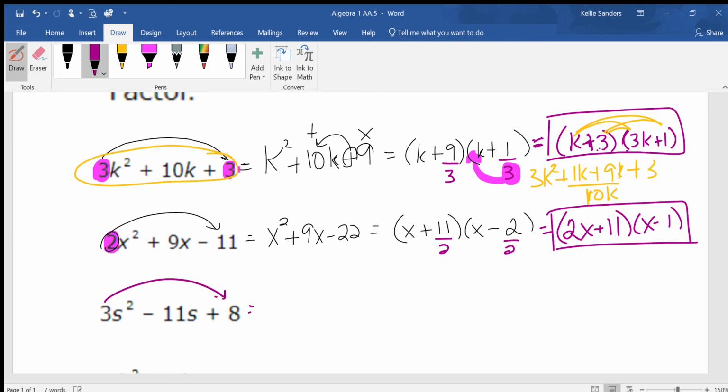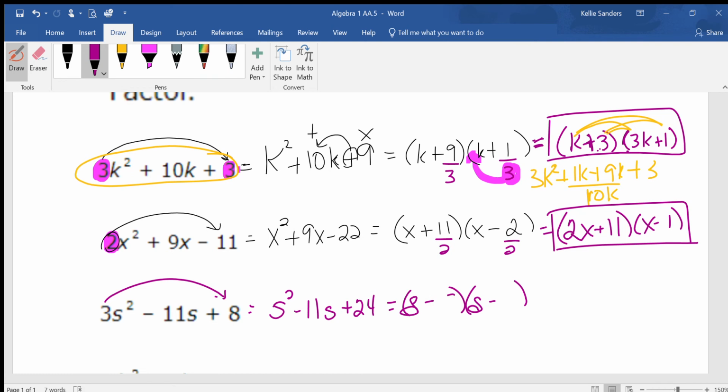Move 3 over. S squared minus 11s plus 24. S and S, minus and minus. Multiply to get 24, add to get 11, 3 and 8, so 8 goes first. And then we have to divide by the 3. 8 over 3 does not reduce, so we're going to move the 3 in front of the s. Keep the 8 negative. 3 over 3 reduces to 1.